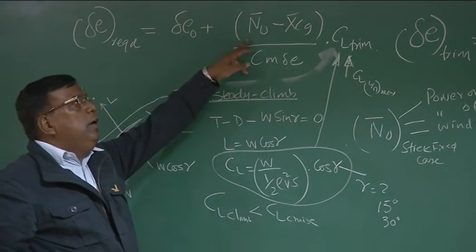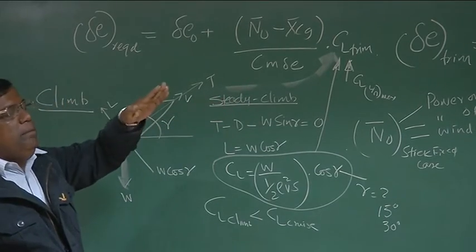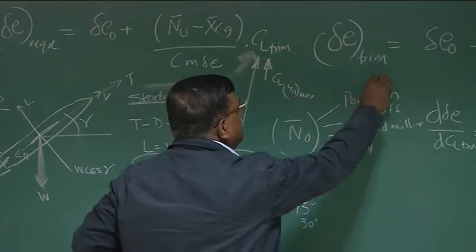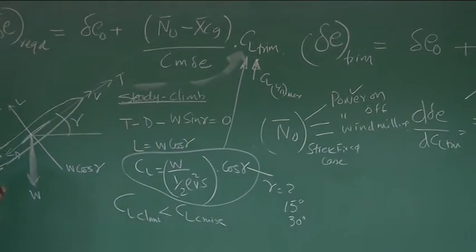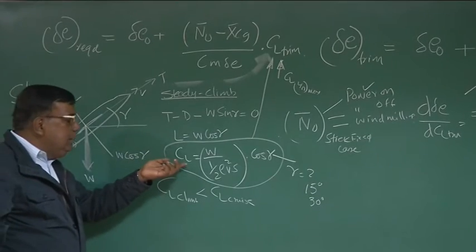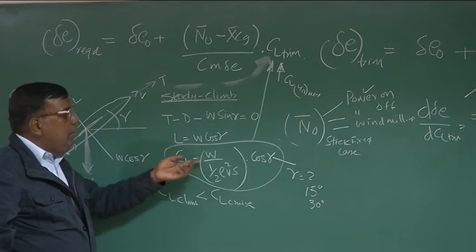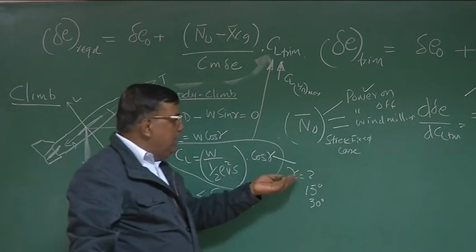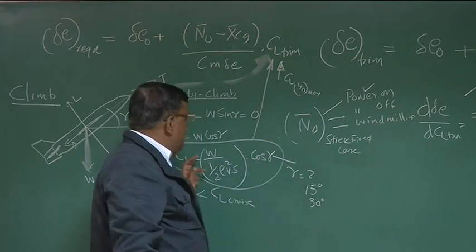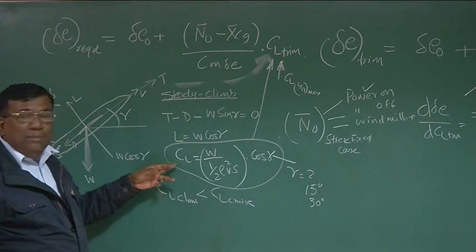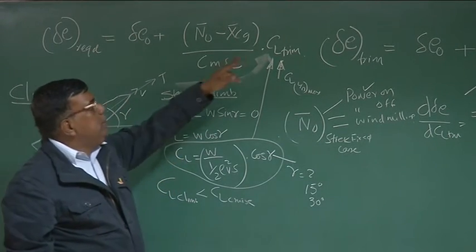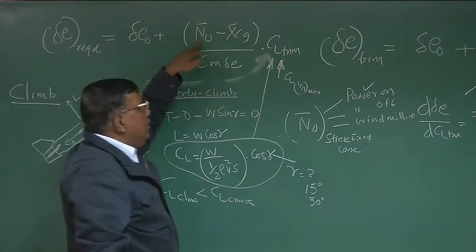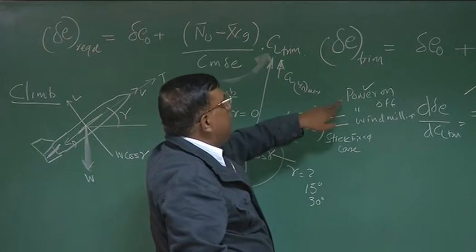And next the question of N naught. Climbing means the power is on, so I should take N naught power on in this case. Correct? So what is the change? The change is only that I need to find the CL for the climb, which is equal to W by half rho V square S into cos gamma. Depending upon the flight path angle gamma, the CL value also will change. CL for climb will change, right? And that value I put here. I check what the N naught is. It is climbing, that means thrust is on, the power is on, so I'll be using N naught corresponding to power on.